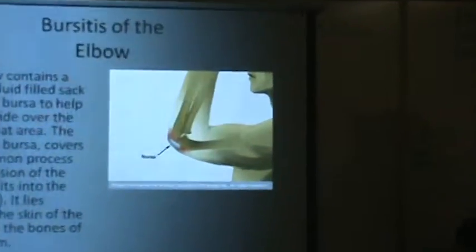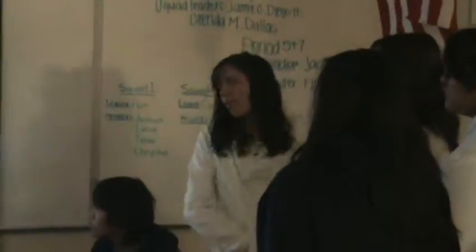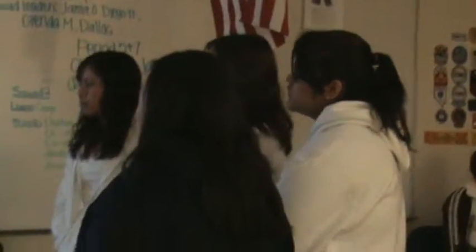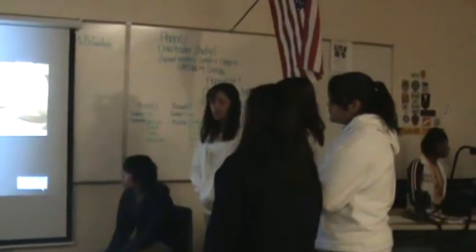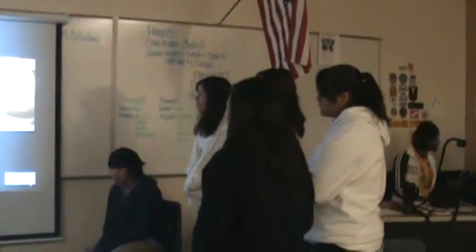Bursitis of the elbow. The elbow contains a slippery fluid-filled sac called the bursa to help the skin slide over the bone in that area. The bursa covers the olecranon process. It lies between the skin of the elbow and the bones of the forearm.